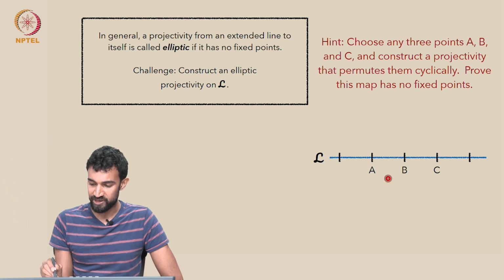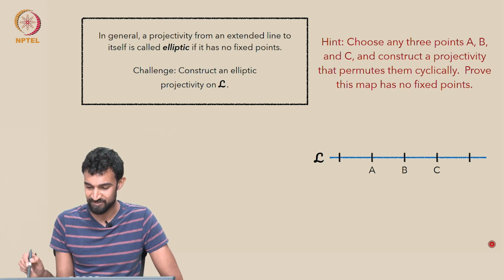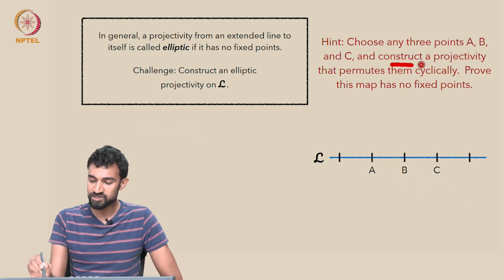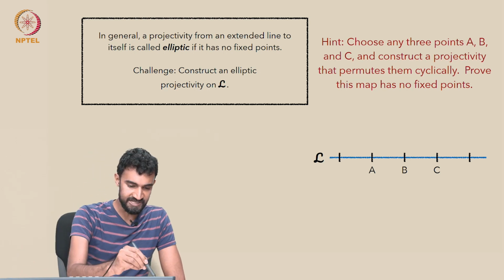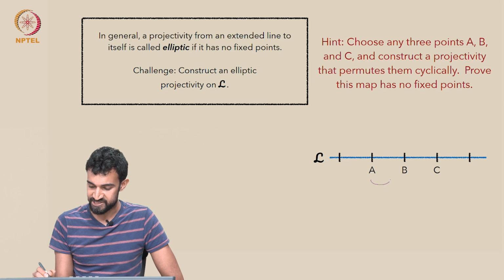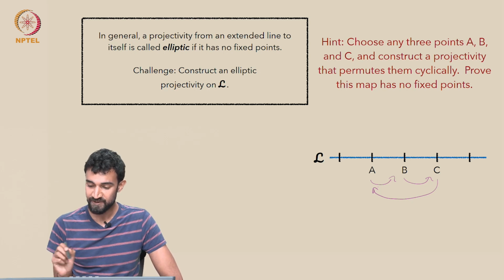So my hint is the following. Choose any 3 points, A, B, C. I've drawn them evenly spaced, but they don't have to be evenly spaced. They can be any 3 points. And construct a projectivity that permutes them cyclically. For example, you could send A to B, B to C, and C to A. That's an example of a cyclic permutation of these 3 points.